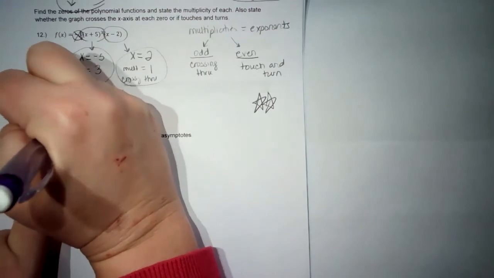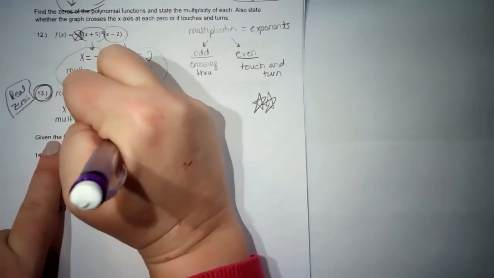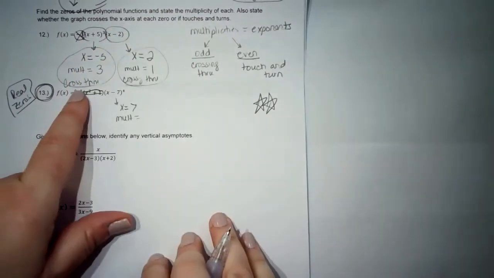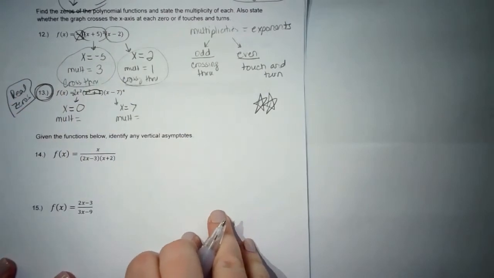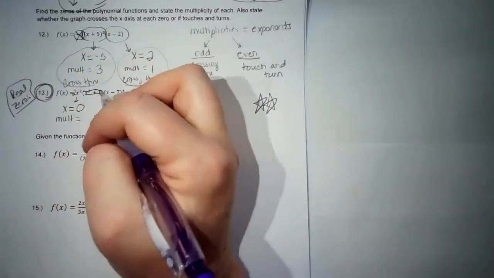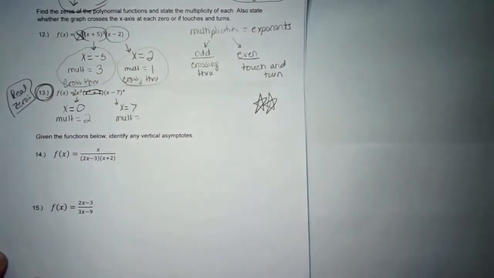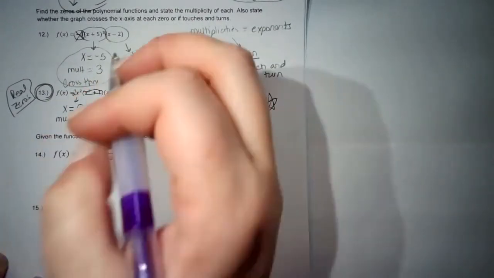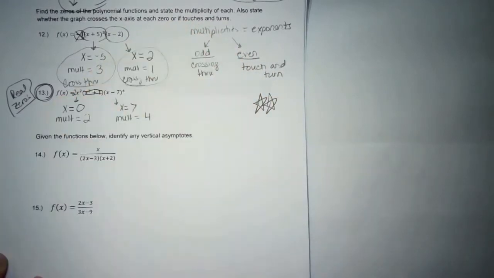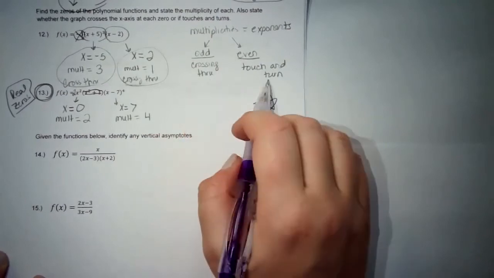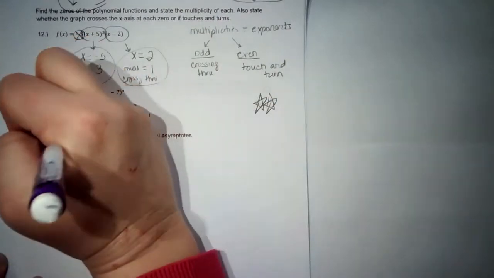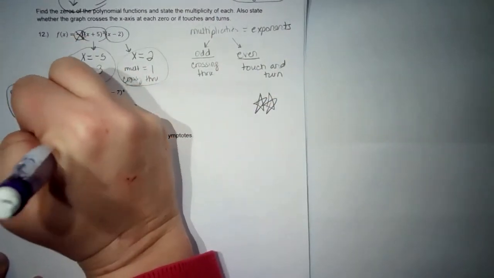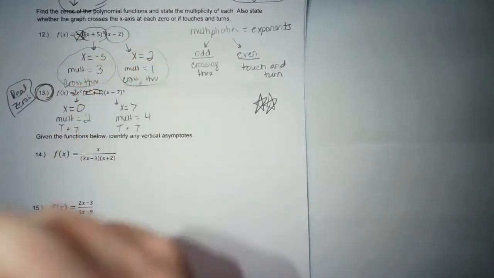Let's talk about the multiplicities on these. What's the multiplicity for my x equals 0? 2. It has an exponent, so we use it. What's the multiplicity for the 7 over there? 4. So what's going to happen at those zeros? Am I crossing through or touching and turning? I'm doing a touch and turn. I'm just going to be lazy and do that.